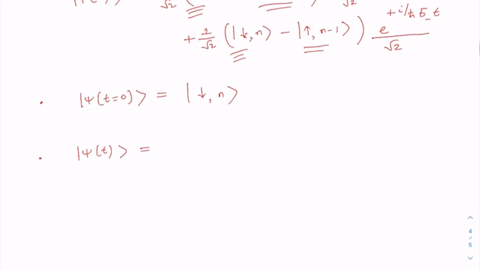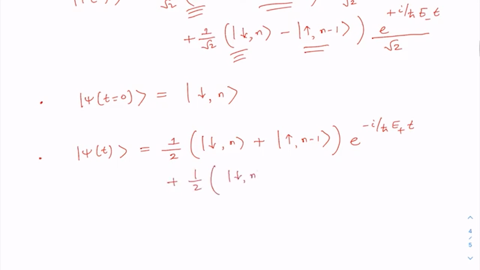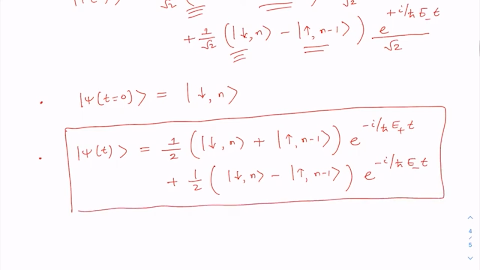Okay, so let me write that we then obtain that at any arbitrary time the state of the system would be simply 1/2 this symmetric superposition, and here we have e to the power minus i by ħ E plus t, plus 1/2 the antisymmetric superposition of these two states, and here I have e to the power minus i by ħ E minus t. So this is the state we obtain.